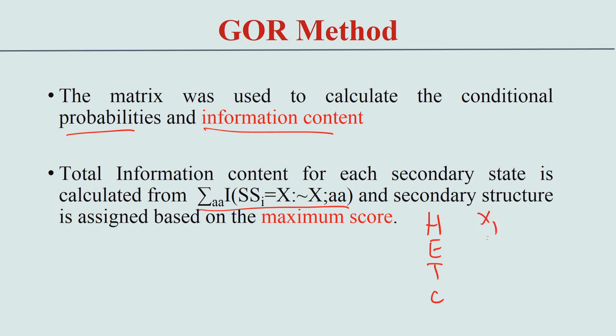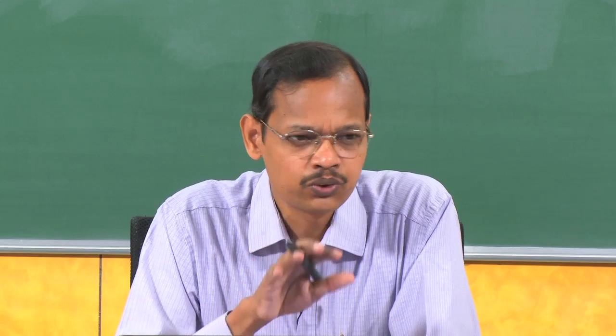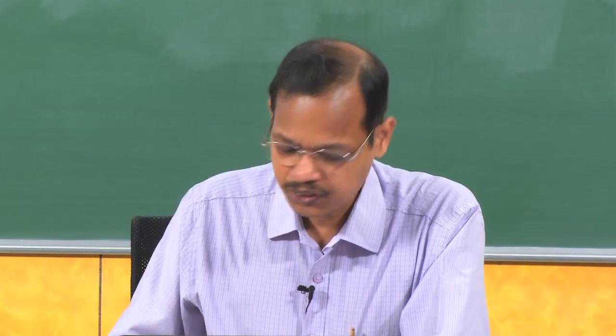Here you will get x1, x2, x3, x4, and they take these 4, and from these, which one is the preferred secondary structure? The maximum. So, the maximum of x1, x2, x3, x4 will give you the preferred secondary structure, right. This is the principle used in Garnier's method. Okay, I will explain with one example.